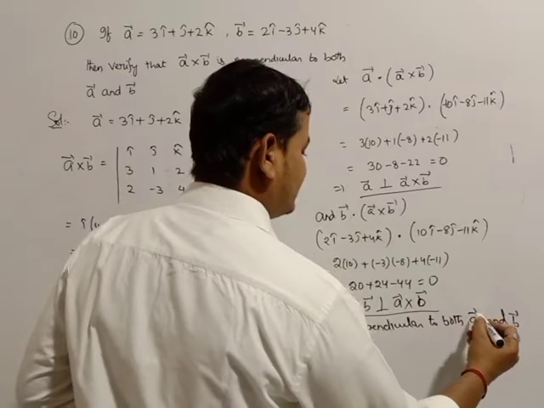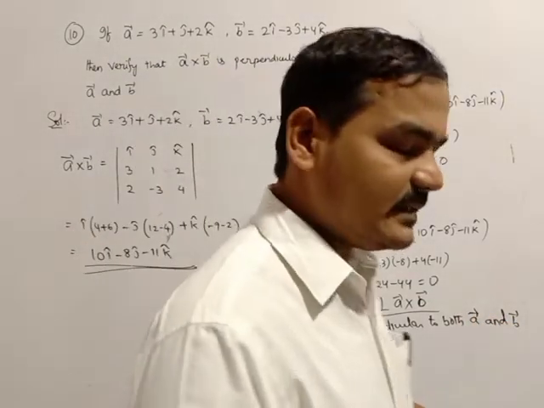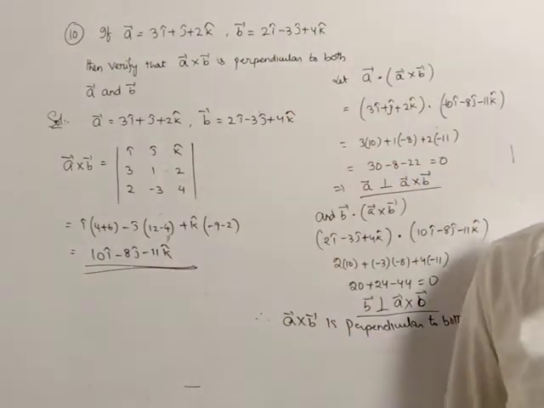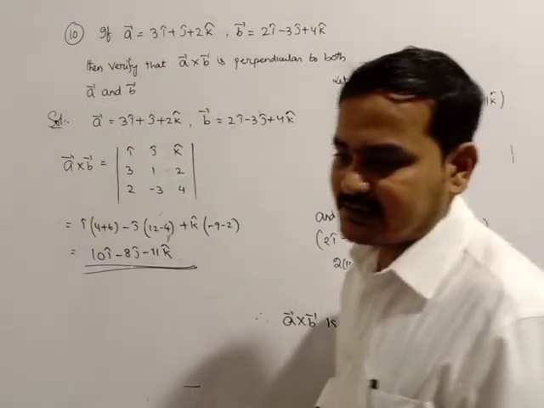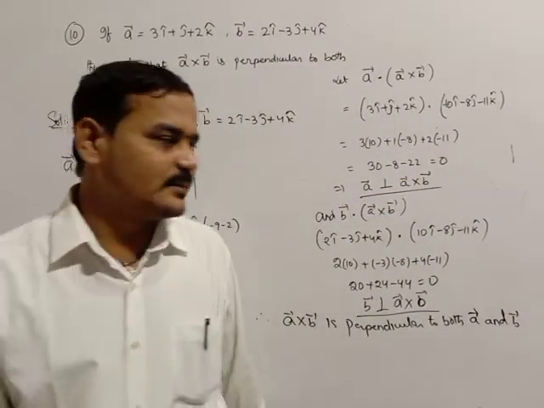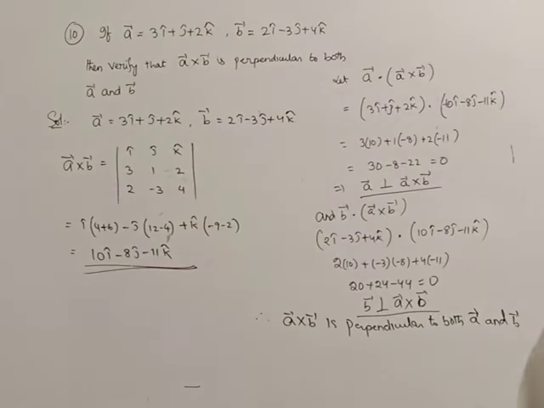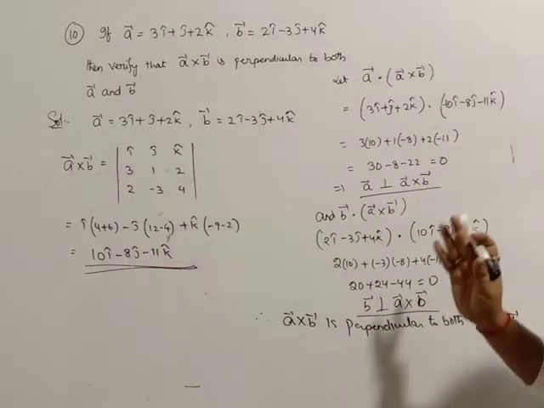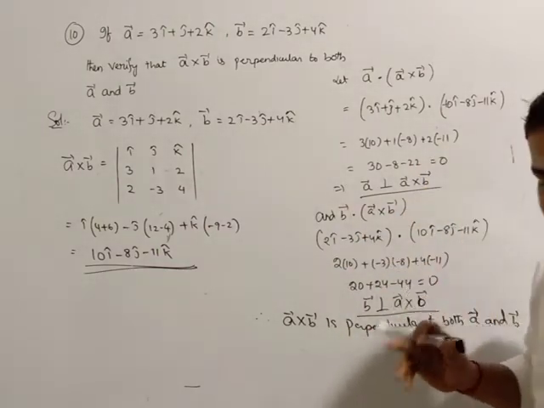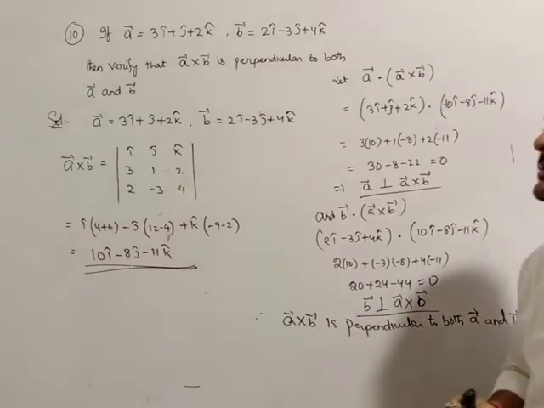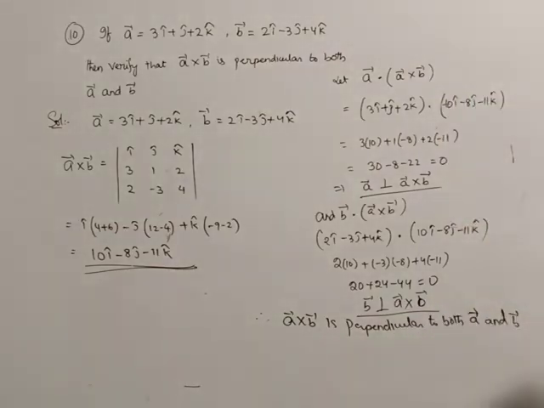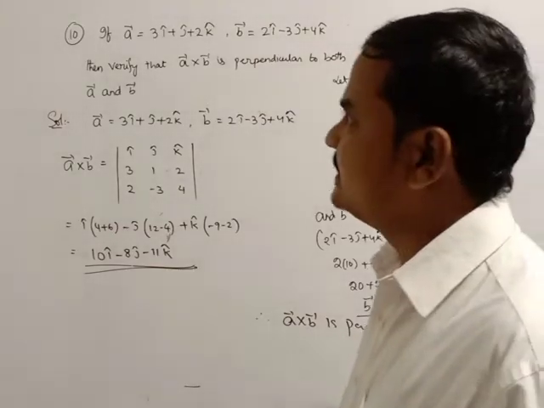This is also a repeated question every time. That is the concept of problem number 10, the 10th problem. It is about the cross product: two vectors are given, and we verify that a bar cross b bar is perpendicular to both a bar and b bar. And question number 10 is over.